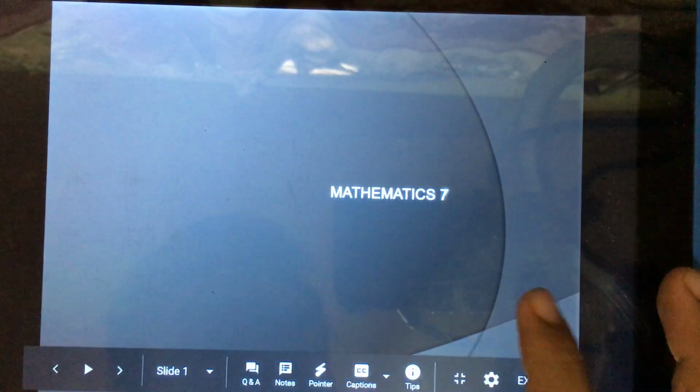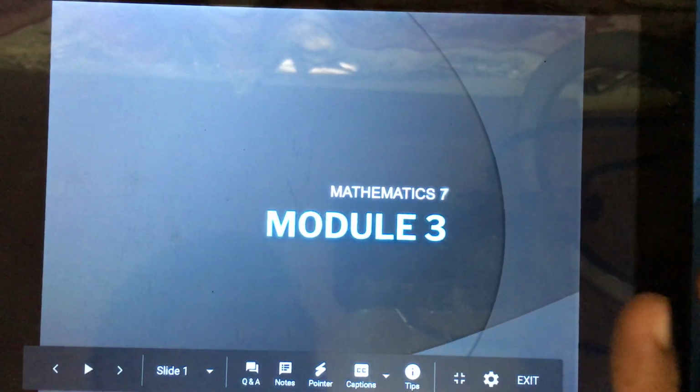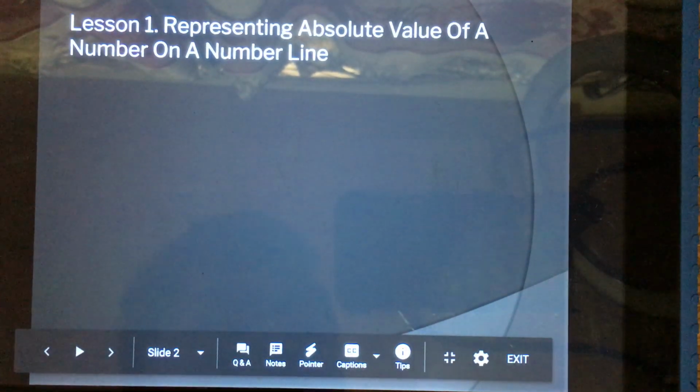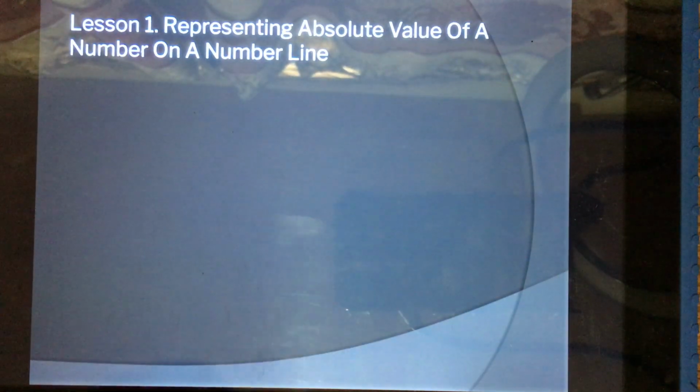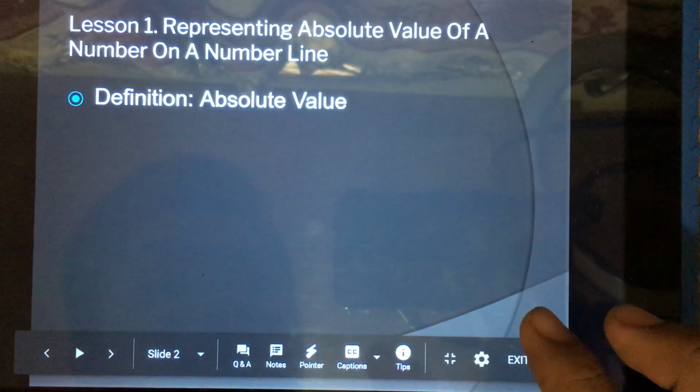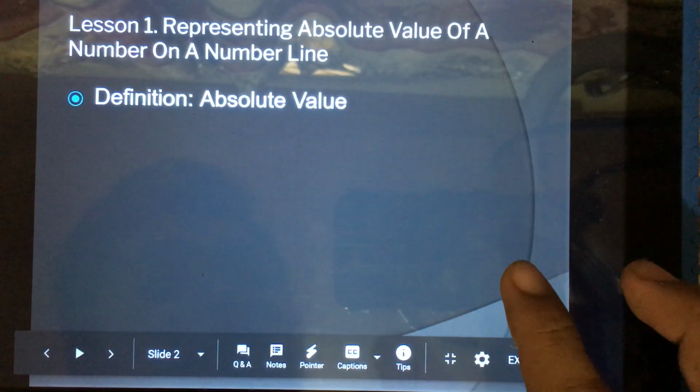Today we will be learning module number 3 of Mathematics 7. To begin with, we have the topic representing absolute value of a number on a number line. The first activity we will be doing is the absolute value. Next, let's define first what an absolute value is.